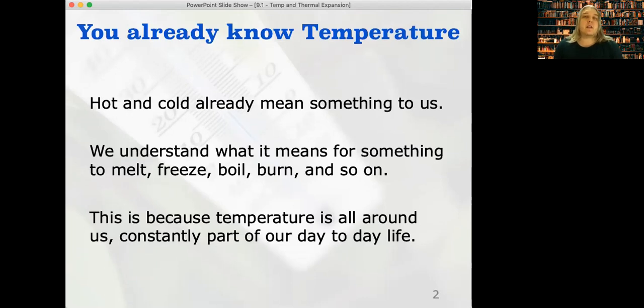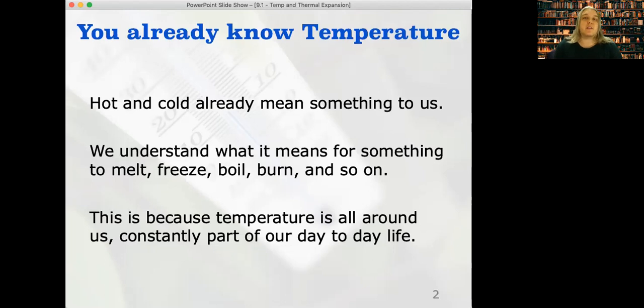We also understand what it means to melt, to boil, to cook, to burn. These all involve temperature changes of other objects. Or ourselves, unfortunately, sometimes. And this is just because it's part of our daily life. We live in an environment where there is temperature. Temperature is just a property of everything in the universe, whether it's cold, hot, or something that we find comfortable. There is always a temperature to every object.